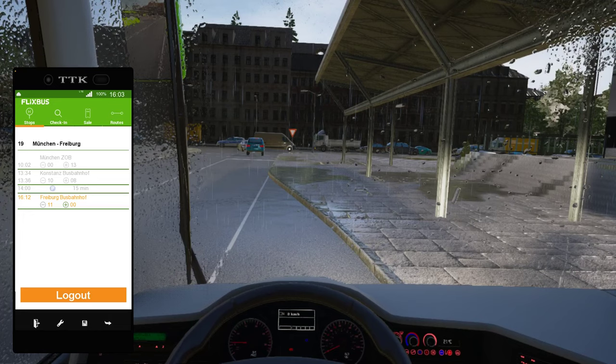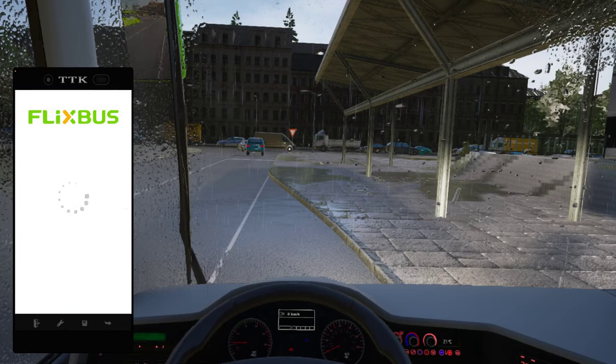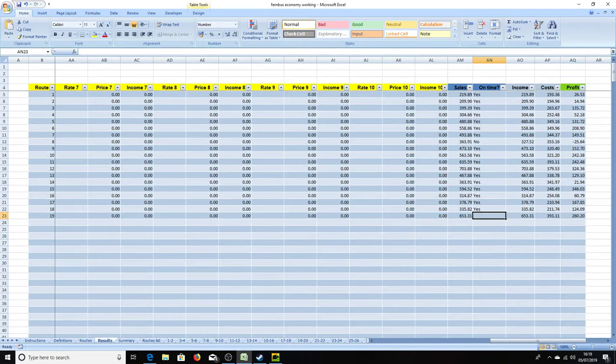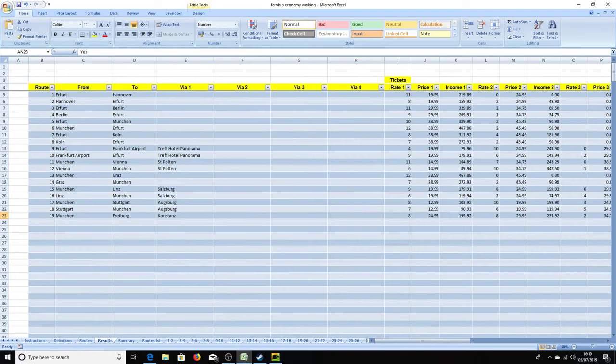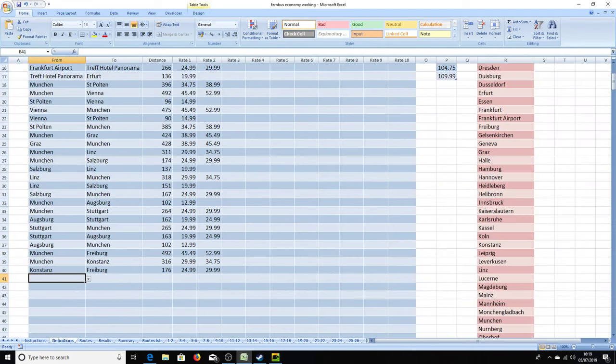Okay, so I can log out. I can go to my spreadsheet and say I was quite definitely on time, which preserves my 260 euros profit from that route, and that means next time we're ready to do the route back.